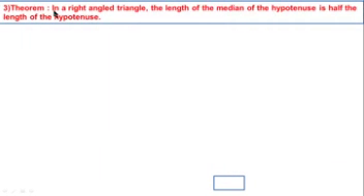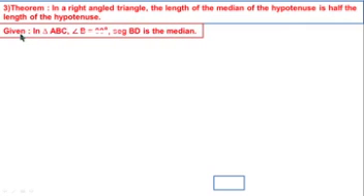Theorem number 3. In a right angle triangle, the length of the median on the hypotenuse is half the length of the hypotenuse. Given in triangle ABC, angle B is equal to 90 degree, segment BD is the median. See this figure.